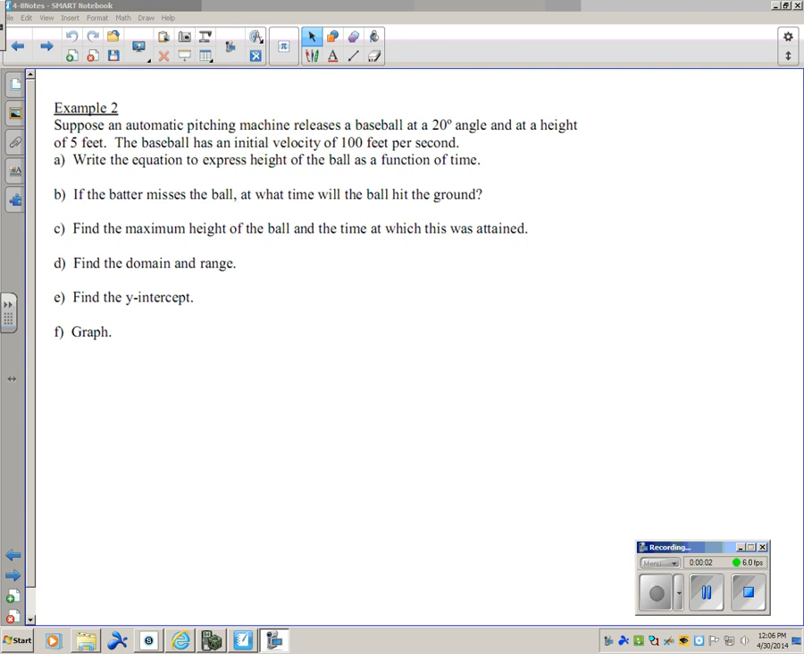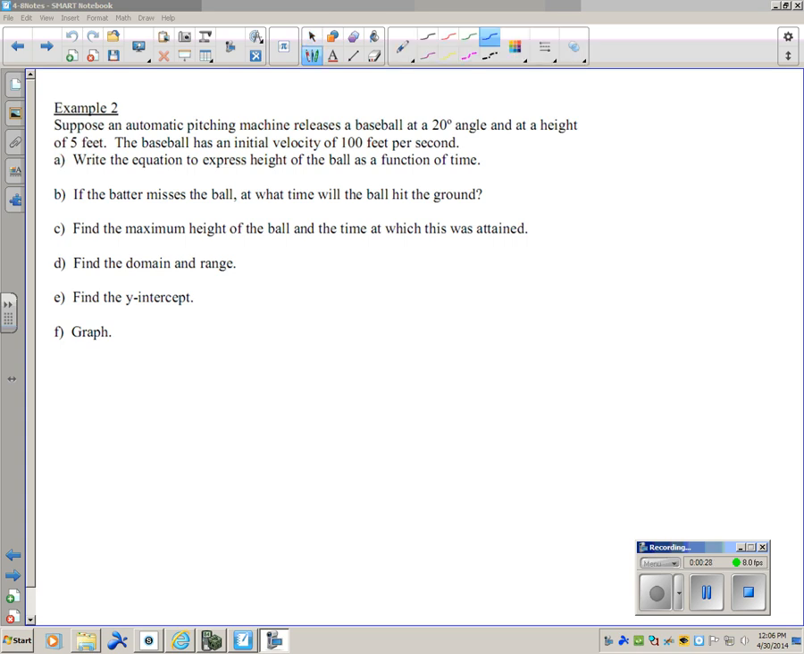Okay, so now we're going to be working with example 2 here. You're going to do some more practice with this 4/8 that we've been working on with the quadratics, doing projectile motion. Suppose an automatic pitching machine releases a baseball at a 20-degree angle and at a height of 5 feet. The baseball has a velocity of 100 feet per second. We're supposed to write an equation to express the height of the ball as a function of time.